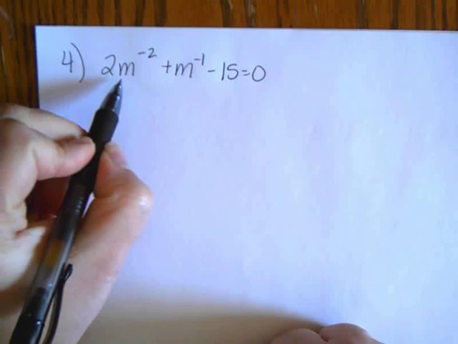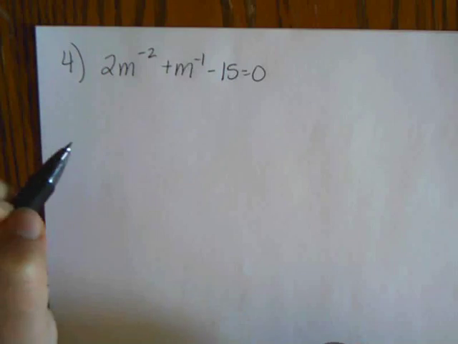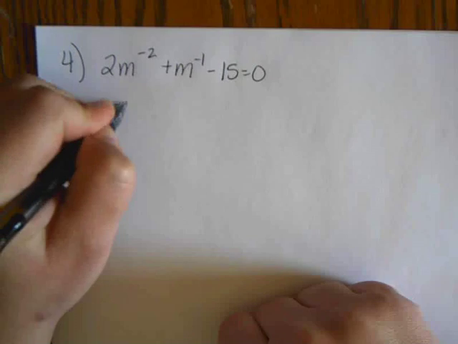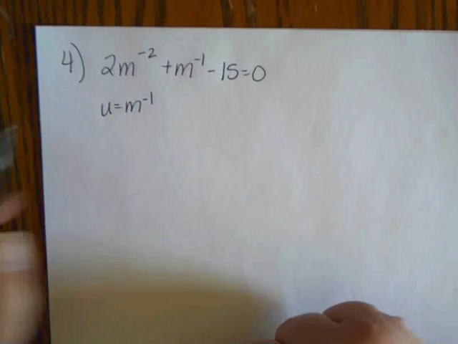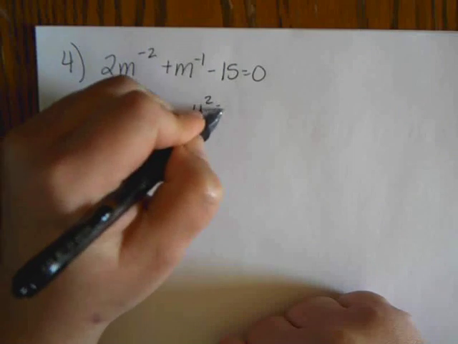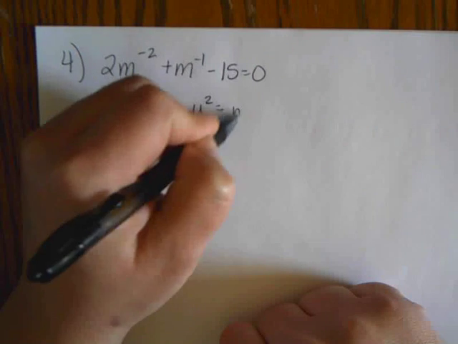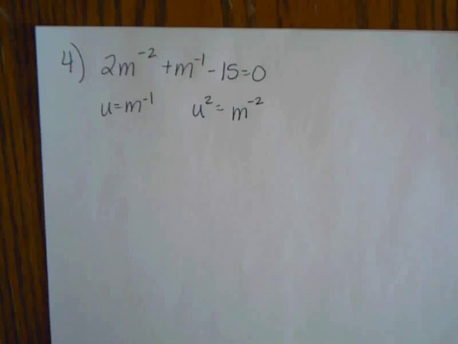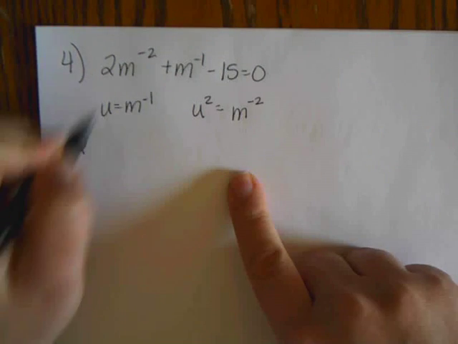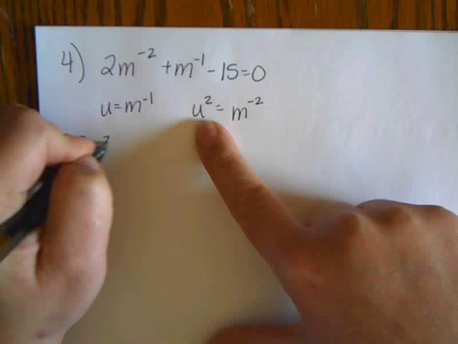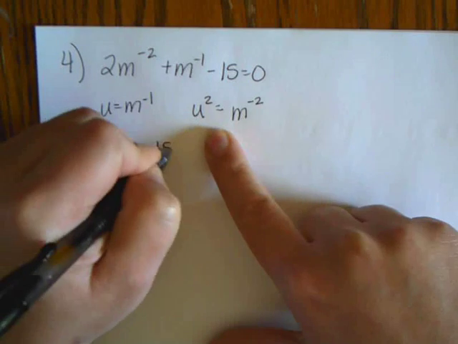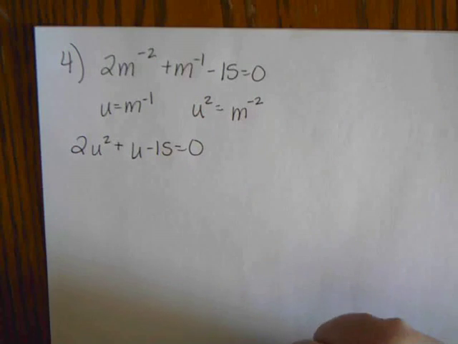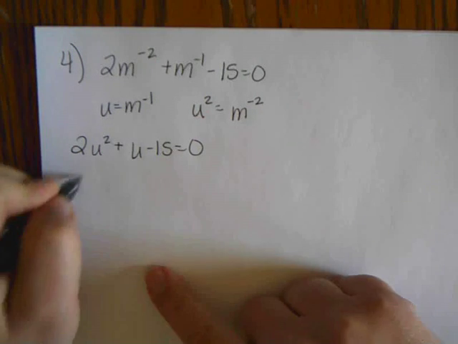Here, we have something squared and something to the first. So our something to the first is m to the negative 1. And then if u is m to the negative 1, u squared is m to the negative 2, because negative 1 times 2 is negative 2. So here we have 2u squared plus u minus 15. As you'll see, once you do this very first step, these are some of the easiest problems we've done in quite a while. Factor.